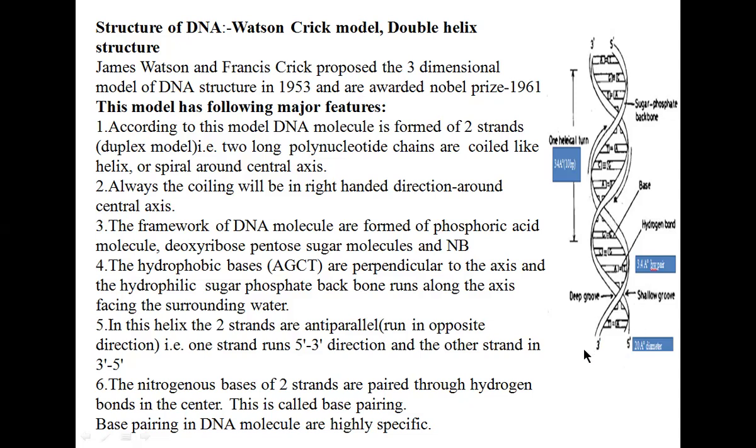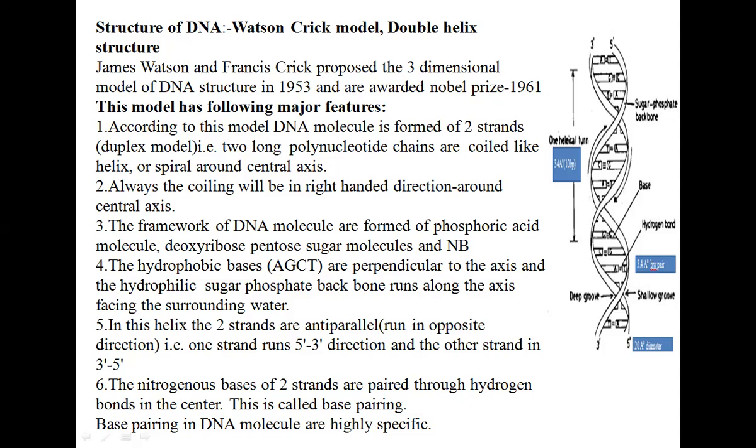That is, one strand runs in 5' to 3' direction, and the other strand runs in 3' to 5' direction. It is anti-parallel in nature. The sixth point: the nitrogen bases of the two strands are paired through hydrogen bonds in the center. This is called base pairing. Base pairing in the DNA molecule is highly specific. It means cytosine always pairs with guanine, and thymine always pairs with adenine.